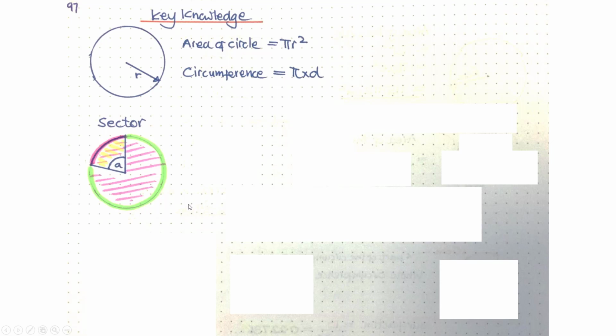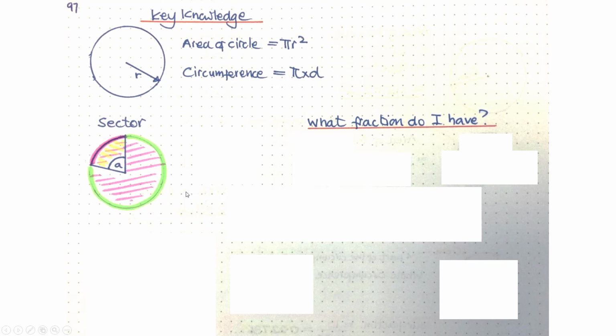And whenever we're doing questions involving sectors, what we're asking ourselves is, what fraction of the circle do I have? I've got part of a circle here. How can I measure the fraction I've got? And there are three main ways how to do it.